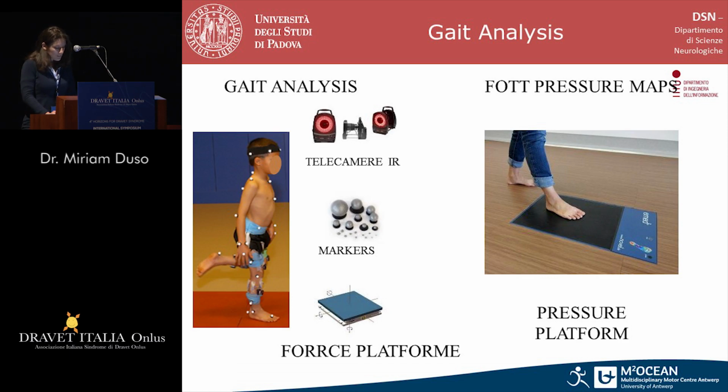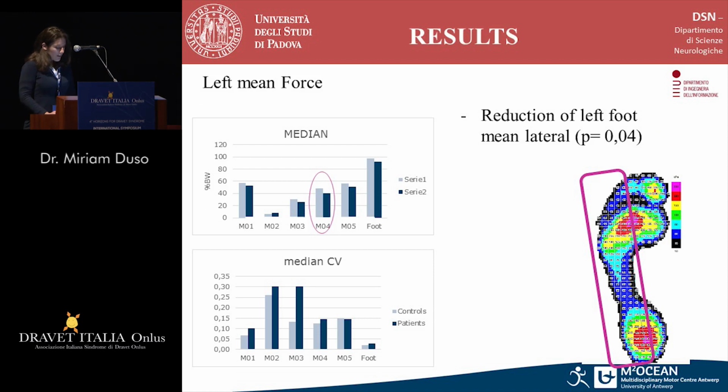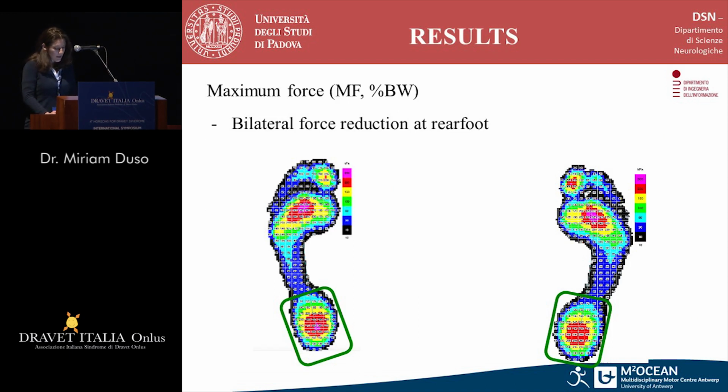So our idea was that using foot pressure maps could be an aid to gait characterization, using the pressure platforms that we already had in our gait laboratories. The variables we calculated in our 9 patients and 7 controls were the contact area, the average force, contact time, mean pressure, peak pressure, and maximum force.